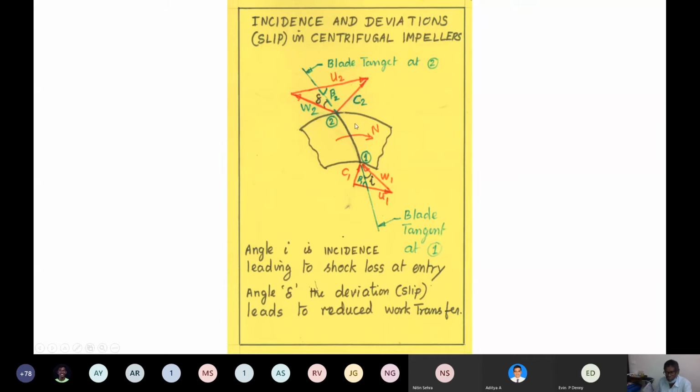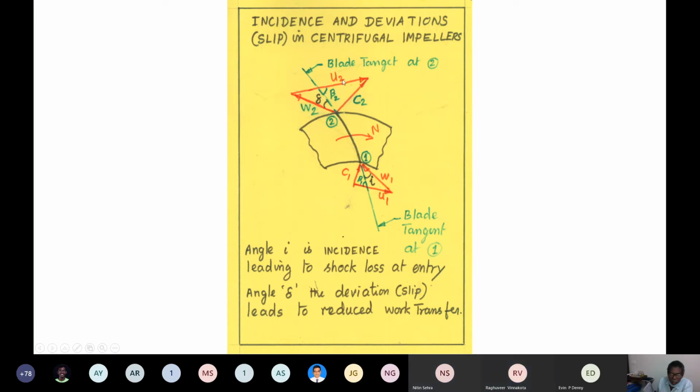Now I may say that slip leads to reduced work transfer. Is it obvious? Anybody? Sir, is it like the water is bouncing off? It is? Increase if rotation angle will increase.